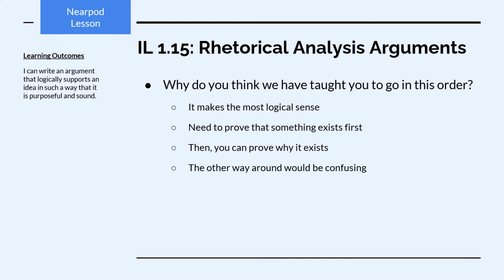Why have we taught you to go in this order, to argue the what first and then the why second? Well, it makes the most logical sense. You have to prove that something exists first before you can then prove why it exists. If we were to flip this the other way around, it would be very confusing.